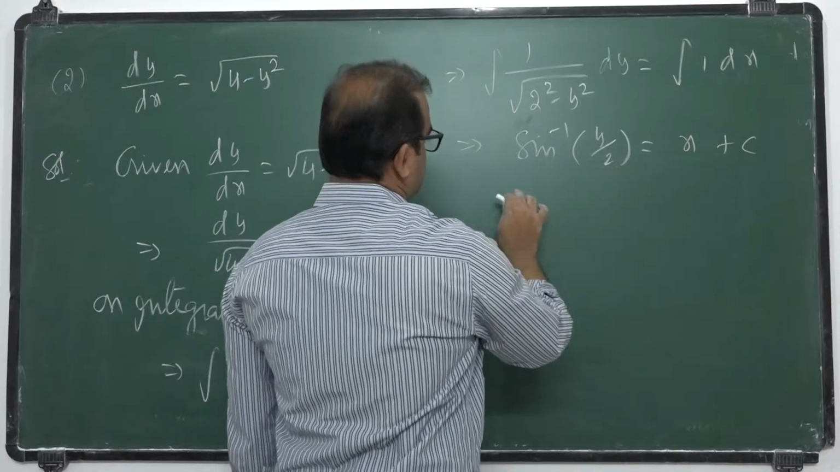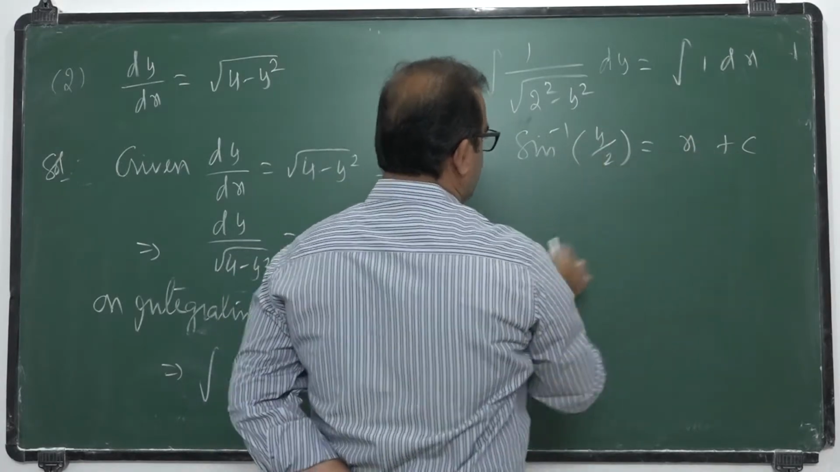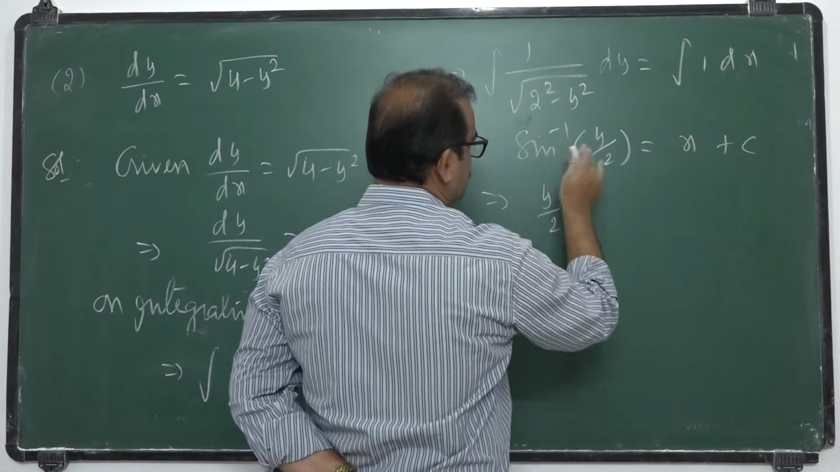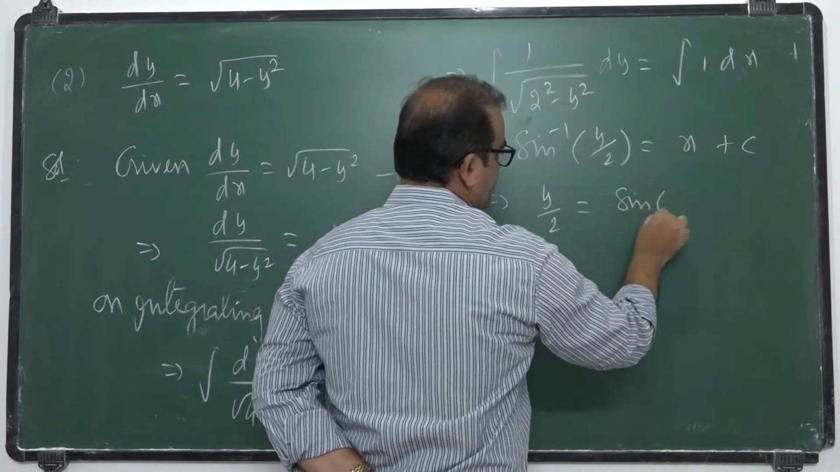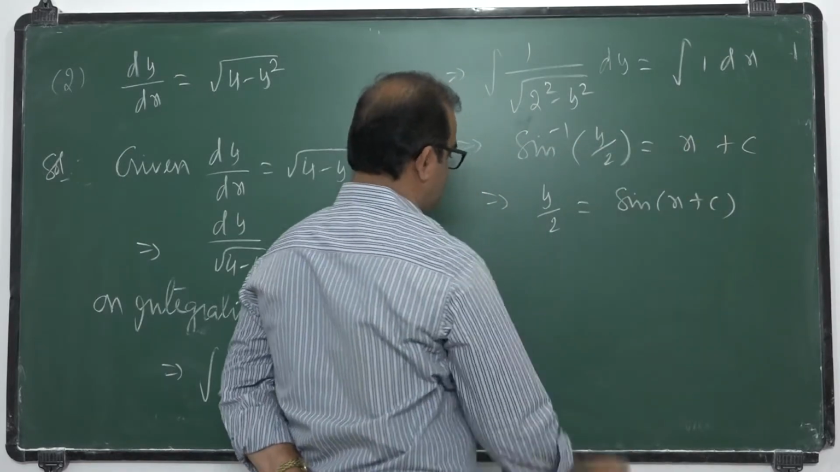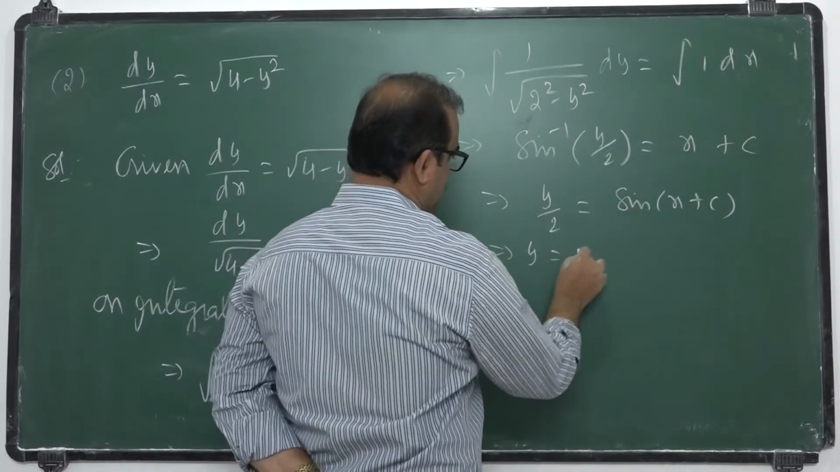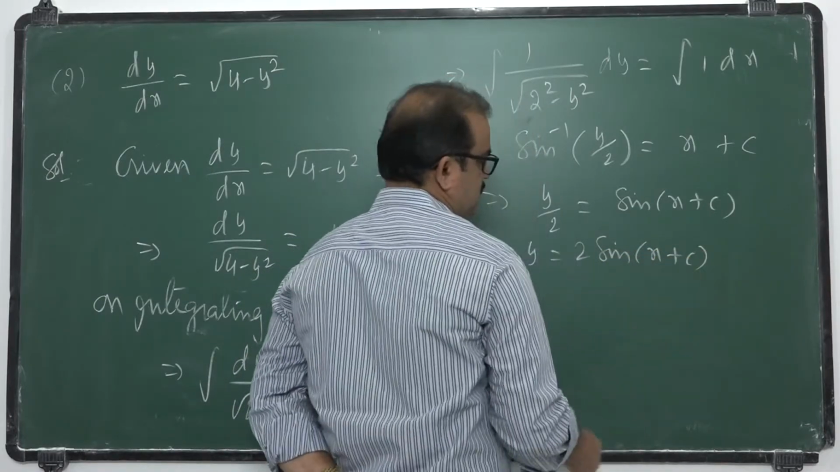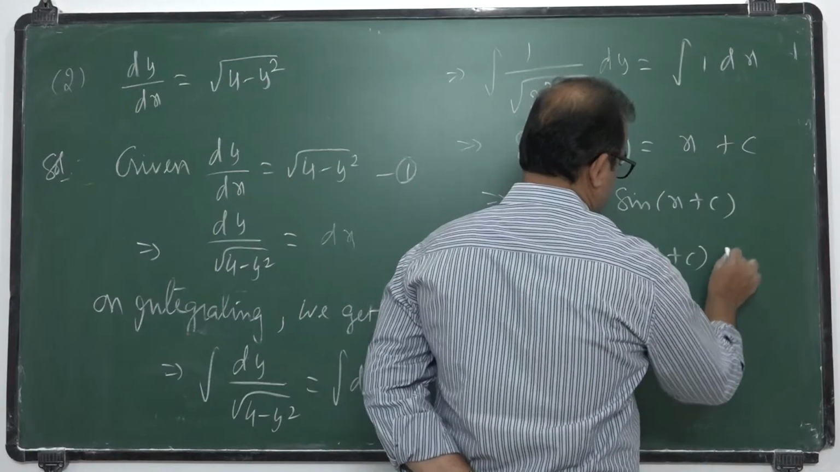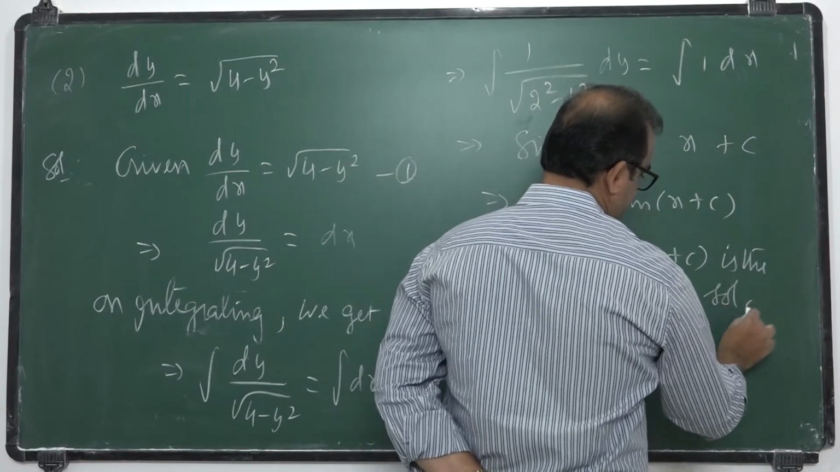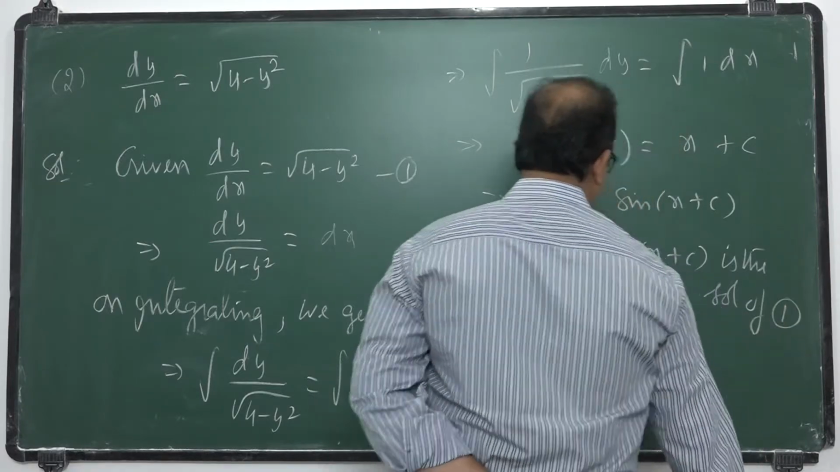So sin inverse y by 2 is equal to x plus c, or write it as y by 2 is equal to sin of x plus c. Take this sin inverse to the right hand side, or y is equal to 2 sin of x plus c is the solution of equation 1.